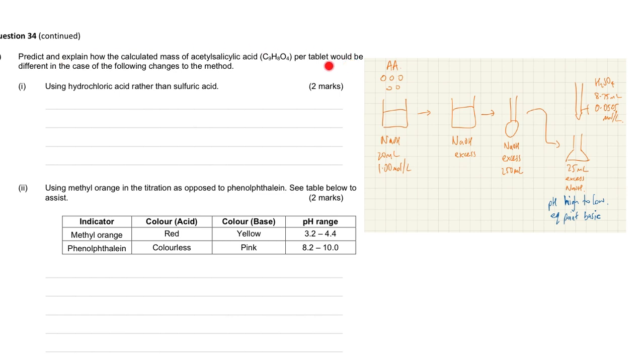Predict and explain how the calculated mass of acetylsalicylic acid would be different in the cases of the following changes to method. All right. Now, if it's predicting how it would be different, it can also not be different. Okay. So this one here, a couple of options here.